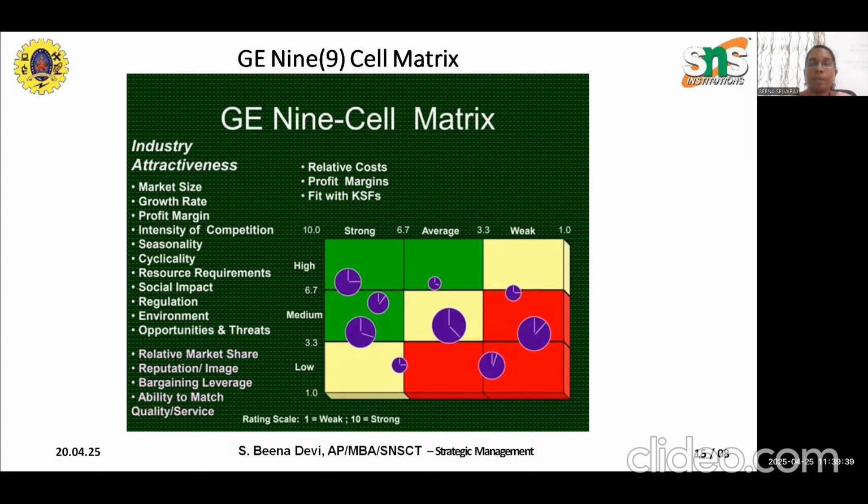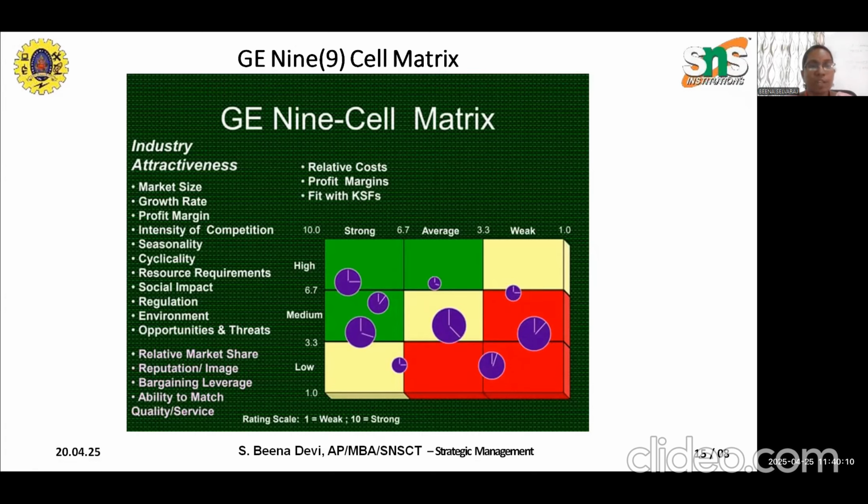In the GE 9 cell matrix, you can see you have a vertical axis and a horizontal axis. The vertical axis includes the industry attractiveness. What are the parameters that can be considered for industry attractiveness? The market size, the growth rate, the profit margin, the intensity of competition, the seasonality, the cyclicality, the social impact, regulation, environment, opportunities, and the threats.